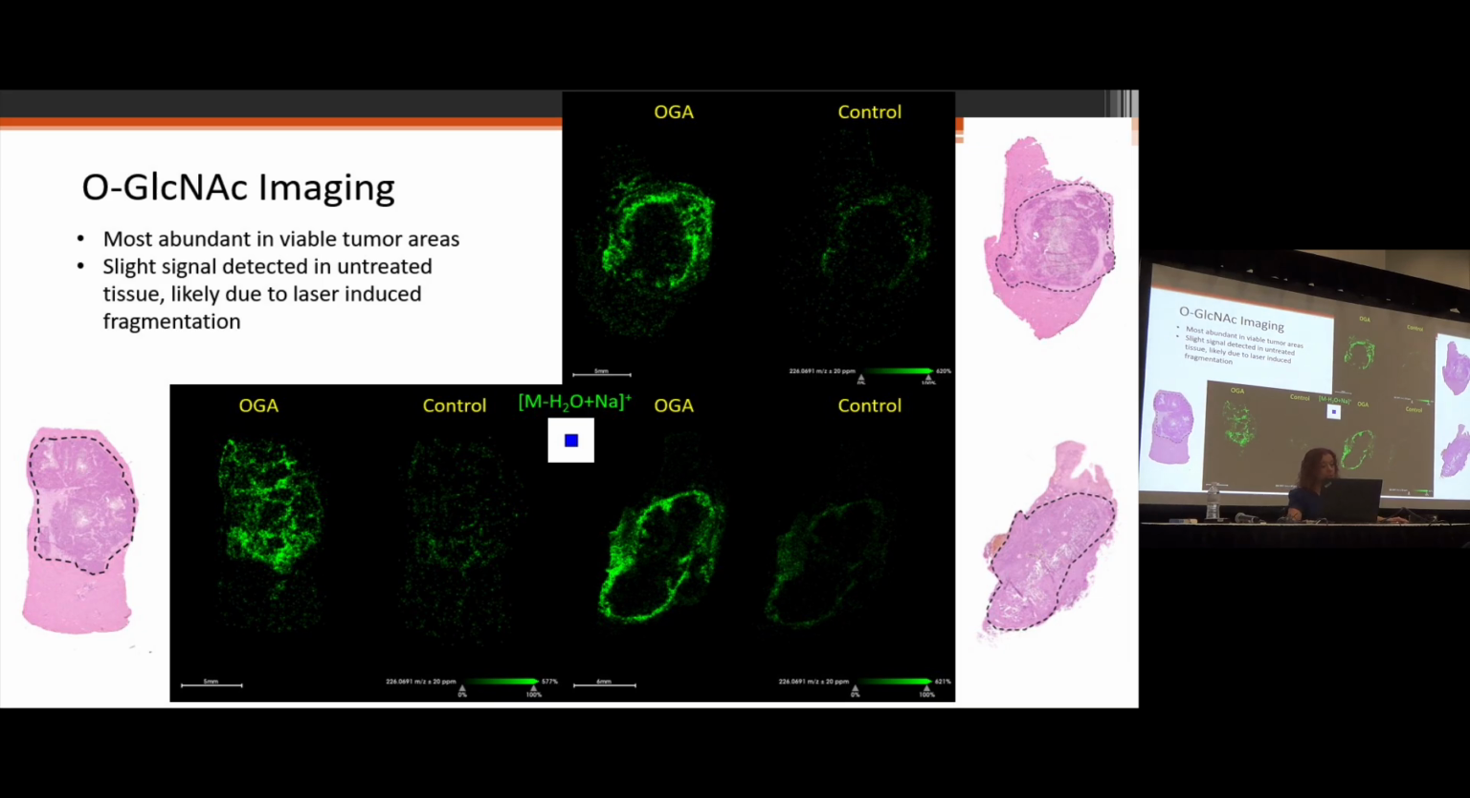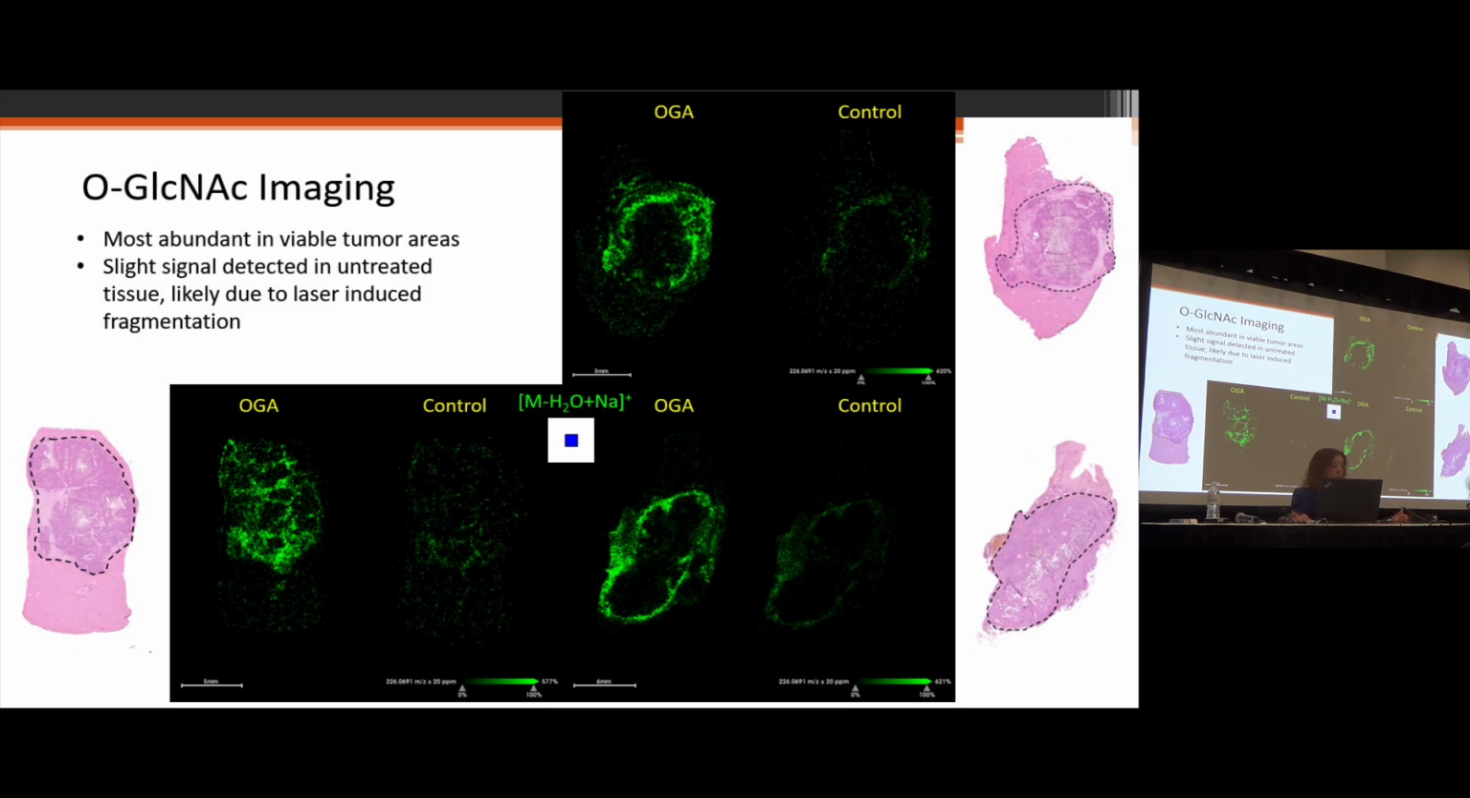So moving on, we were able to do this on tissue. Here is imaging of O-GlcNAc in 3 different rabbit liver tumors. We're able to see very good signal and localization to the tumor area in all 3 of these samples, most abundant in viable tumor.